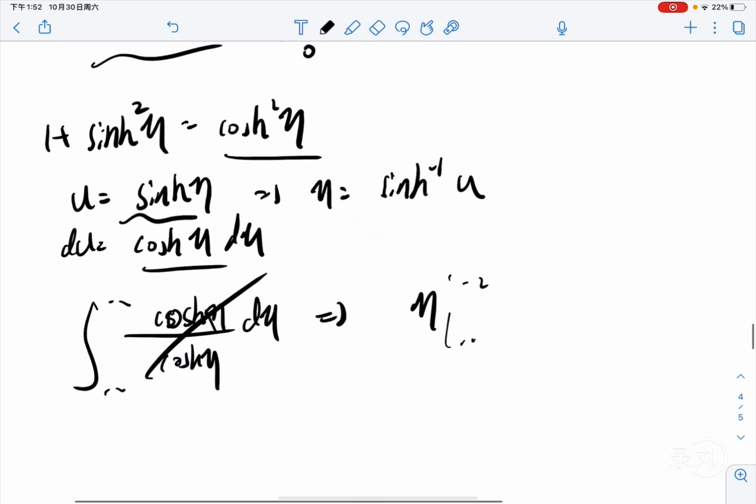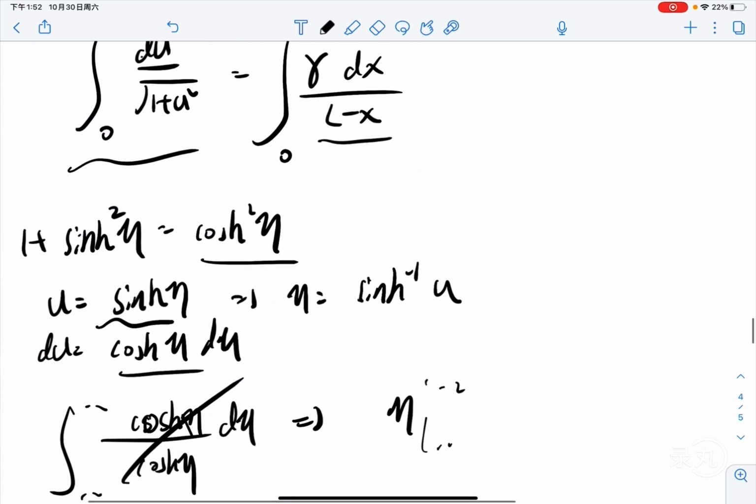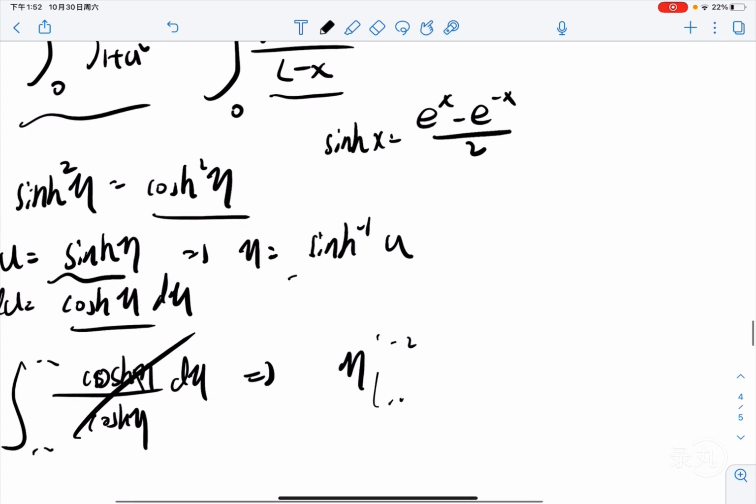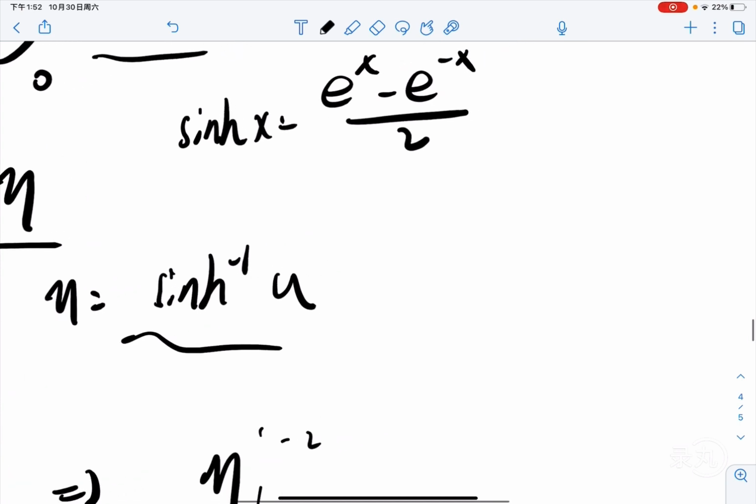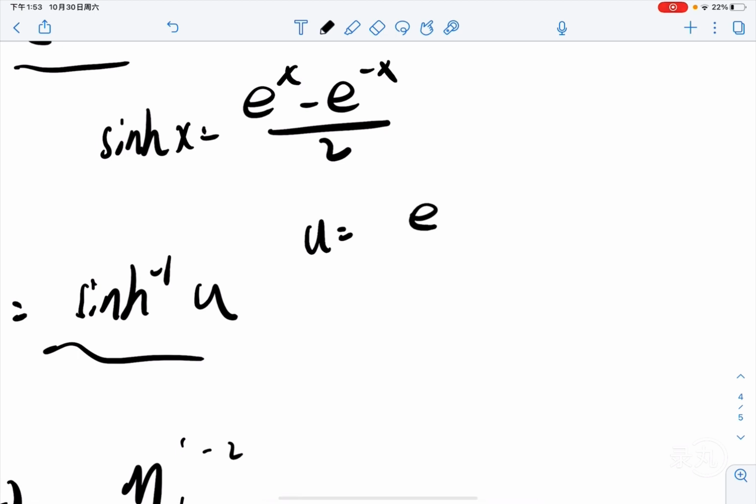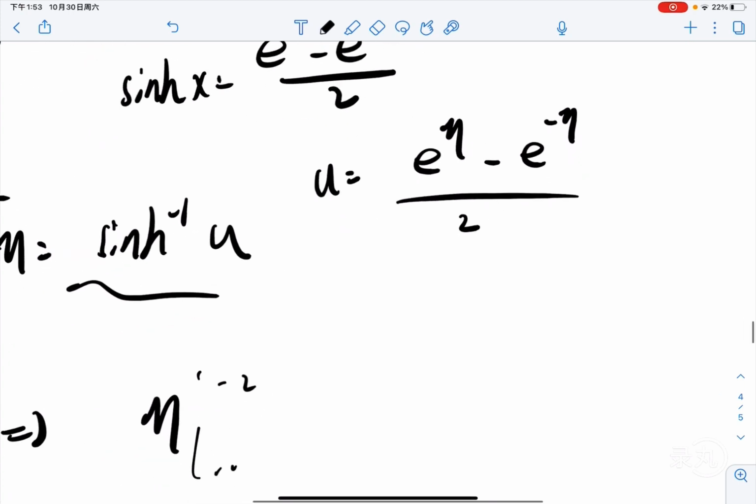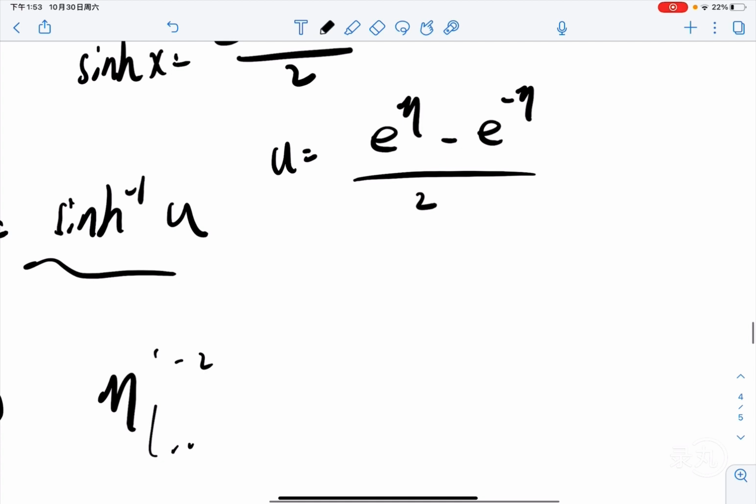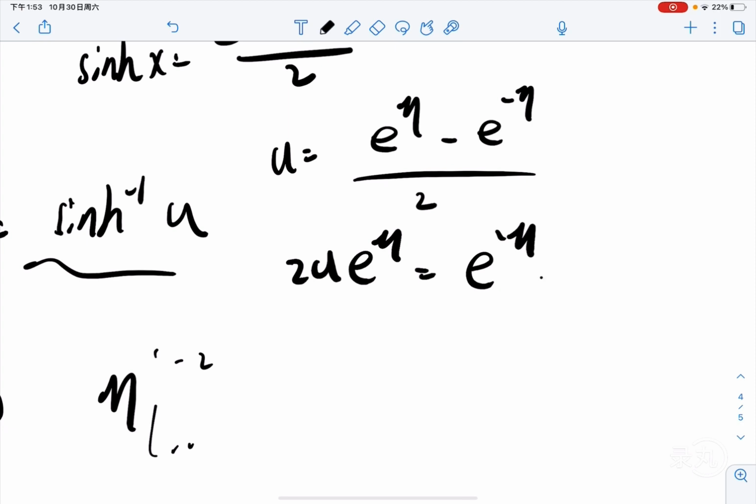u. So from the equation, we know that sinh x is equal to e^x minus e^(-x), divided by 2. And to find the inverse, we can say that u is equal to e^eta minus e^(-eta), divided by 2. And so now we have 2u times e^eta equals e squared minus 1.